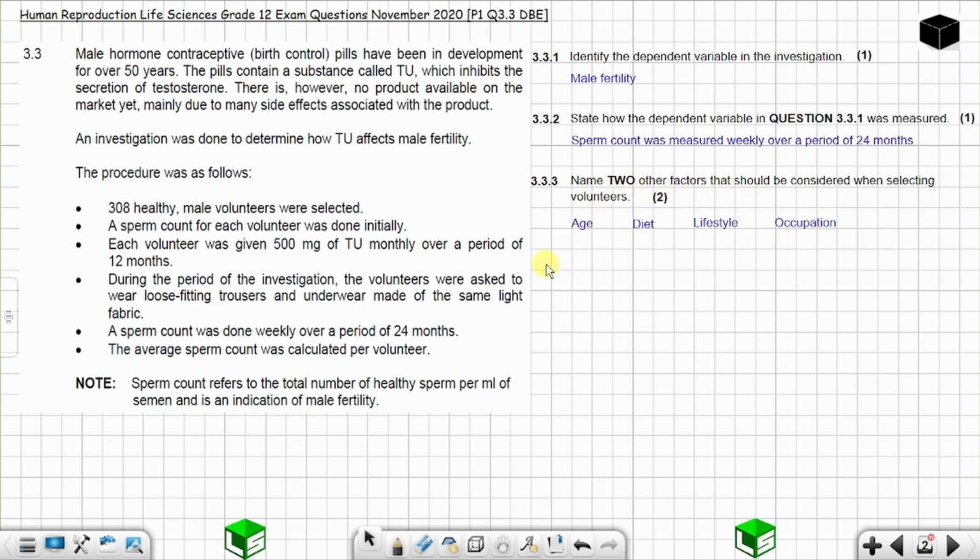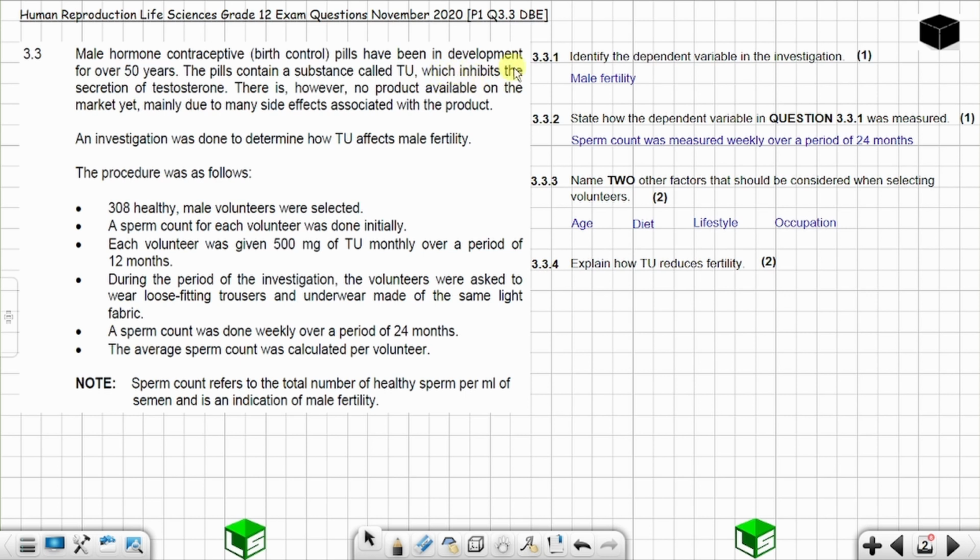Now question 3.3.4, explain how TU reduces fertility. This question is 2 marks. When you read this part, you can see that the pills contain a substance called TU, which inhibits the secretion of testosterone. Okay, to inhibit means to prevent or to stop.